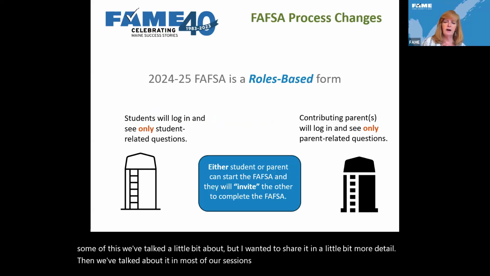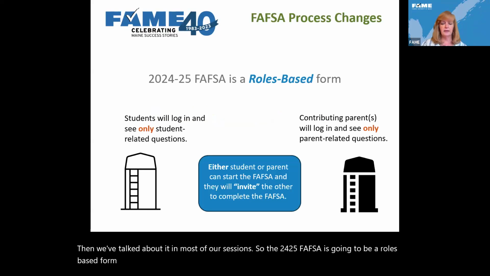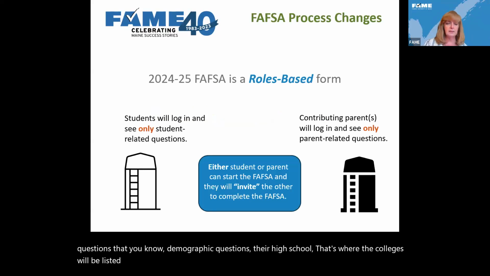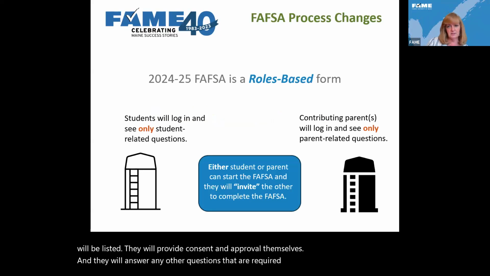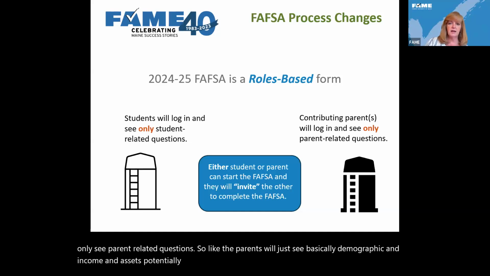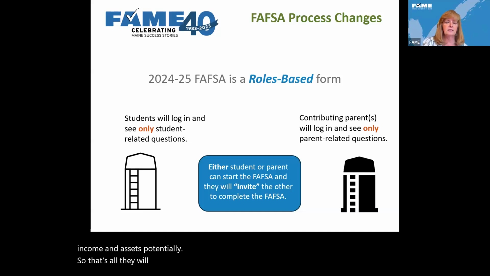So the 24-25 FAFSA is going to be a roles-based form. So the student will log in and see only student information. They'll see the demographic questions, their high school. That's where the colleges will be listed. They will provide consent and approval themselves, and they will answer any other questions that are required. The parents will log in and they will only see parent-related questions. So the parents will basically just see demographic and income and assets potentially. So that's all they will see, questions that relate to them.